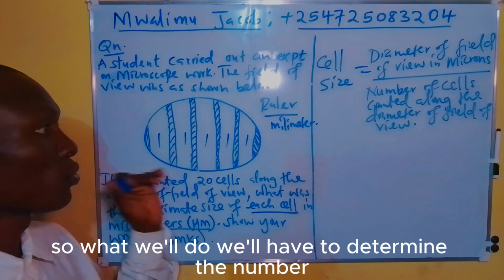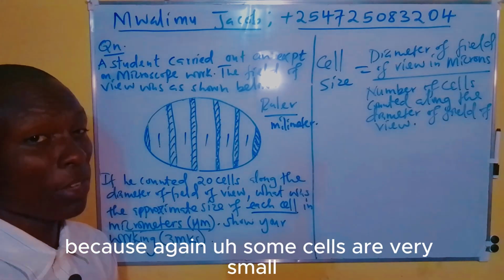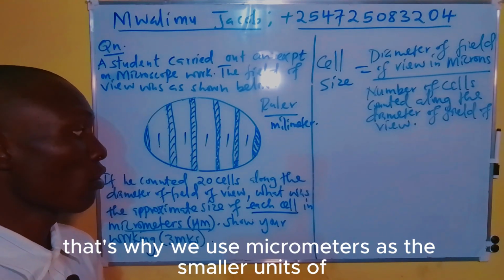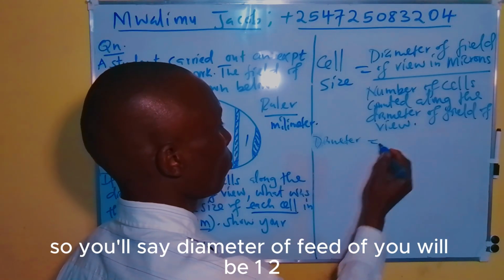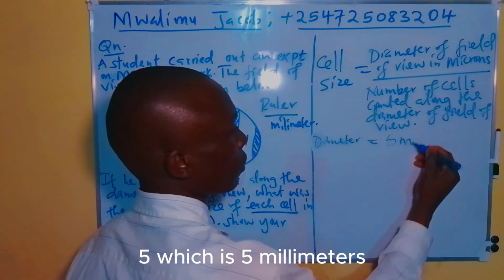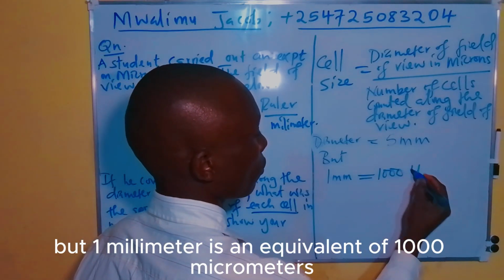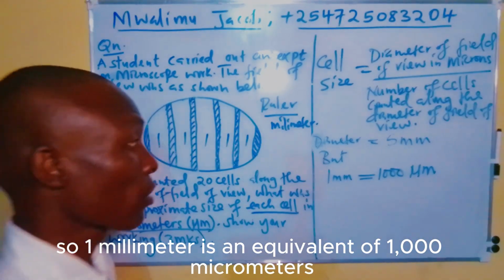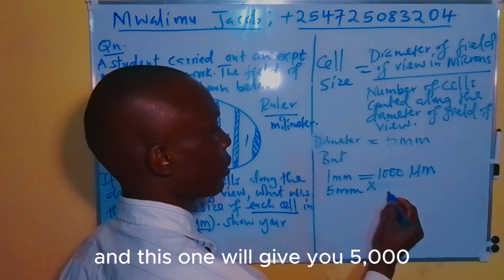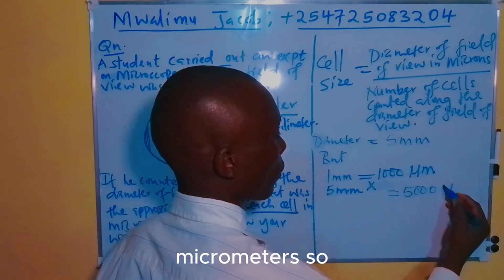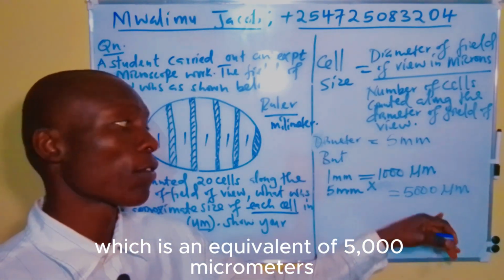So we'll have to determine the diameter of field of view in micrometers, because again, some cells are very small. That's why we use micrometers as the smaller unit of measurement. So you'll say the diameter of field of view will be 1, 2, 3, 4, 5, which is 5 millimeters. But 1 millimeter is an equivalent of 1000 micrometers. What about 5 millimeters? This will give you 5000 micrometers. So it means the diameter from here to here is 5 millimeters, which is an equivalent of 5000 micrometers.